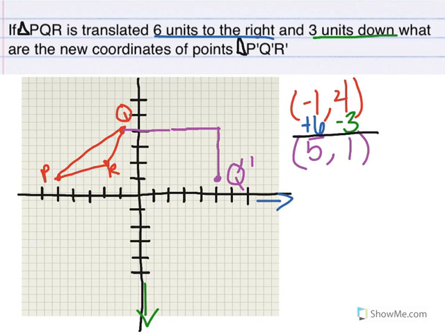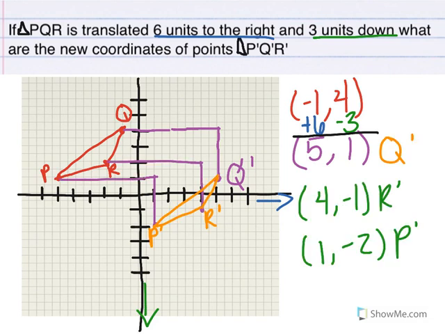Take a moment, pause the video, and go ahead and finish drawing our translated triangle, and find the new points for P prime and R prime, and then we'll check your answer as soon as you finish. Alright, so after translating our triangle, we should have found points P prime and R prime. P prime would be 1, negative 2, and R prime would be 4, negative 1.